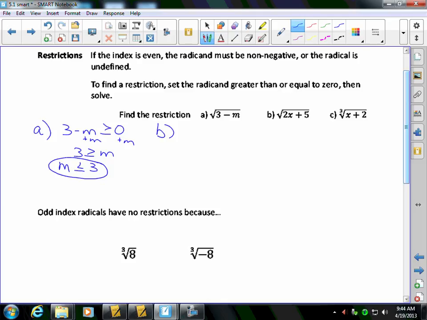So B, 2x plus 5 is my radicand. I put it greater than or equal to 0, and then just solve. So I'll subtract 5, and then I divide by 2. So my restriction is x is greater than or equal to negative 5 over 2. So anything bigger than basically negative 2.5 will work.